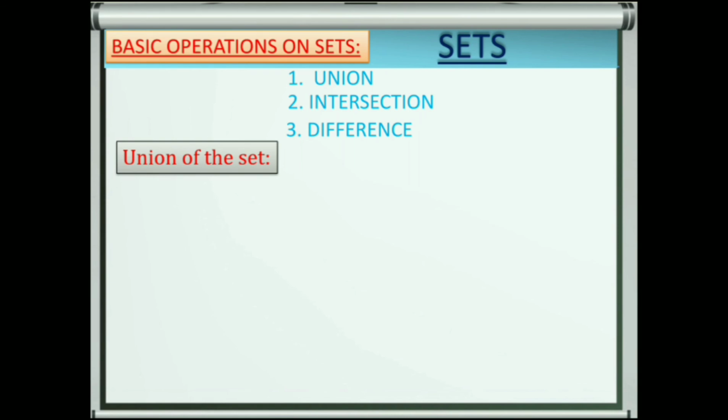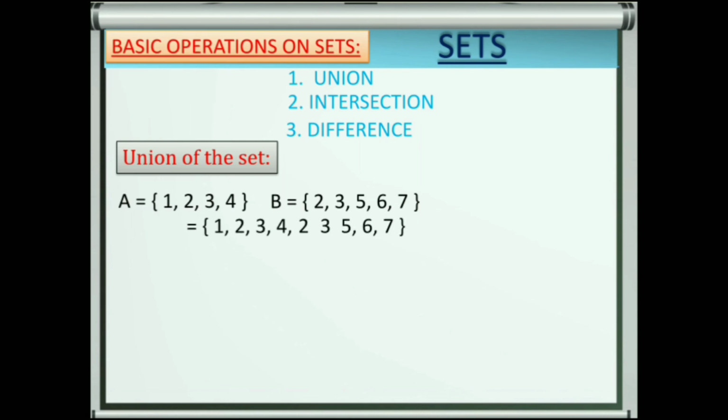If two sets are given, then we learn how to find the union of the sets. Let us consider one example. A is equal to {1, 2, 3, 4}. B is equal to {2, 3, 5, 6, 7}. Here two sets are given. To find the union of these sets, we have to write all the elements of A and B in a single set, like this. To find A union B, we have to write all the elements of A and B in a single set.